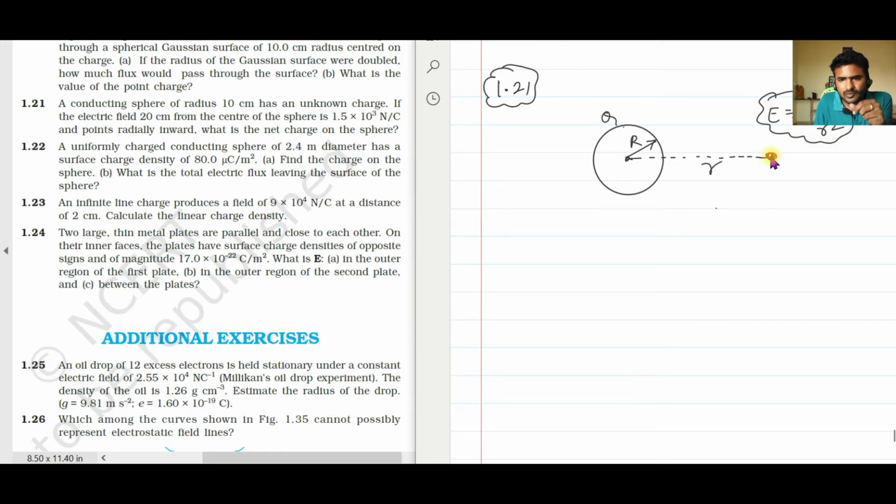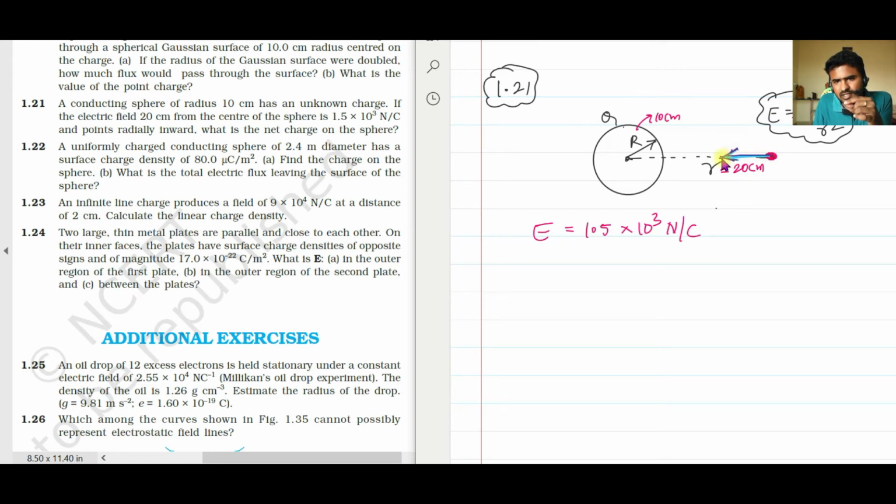Now at a distance of how much? At a distance of 20 centimeter from the center, and the radius is 10 centimeter, it seems. At a distance of 20 centimeter from the center, that is outside the sphere, the electrical field is given as 1.5 into 10 to the power of 3 Newton per coulomb. That is the electrical field, and it is pointing radially inwards, it seems.